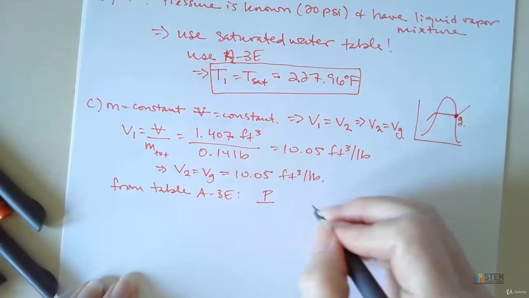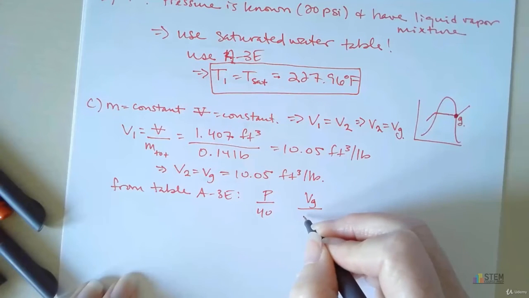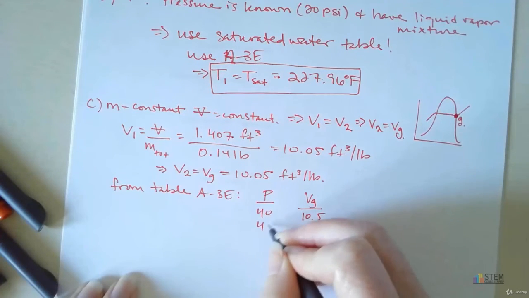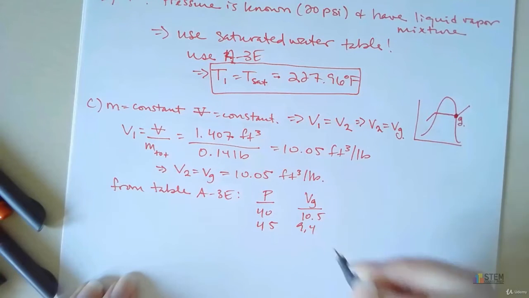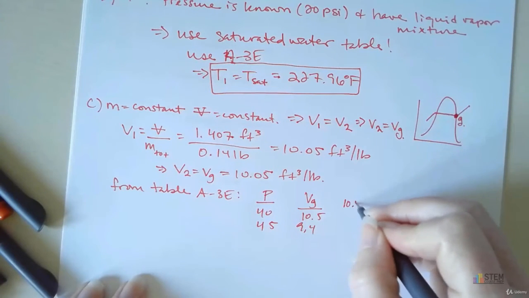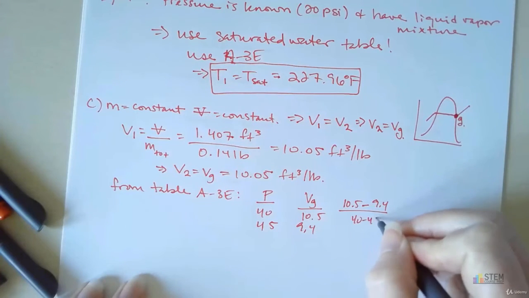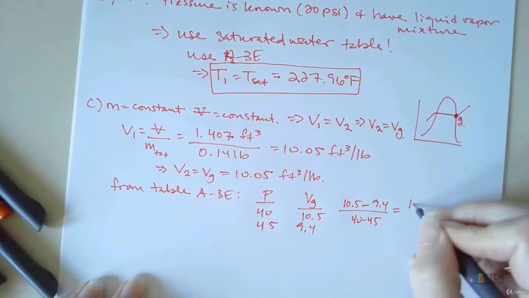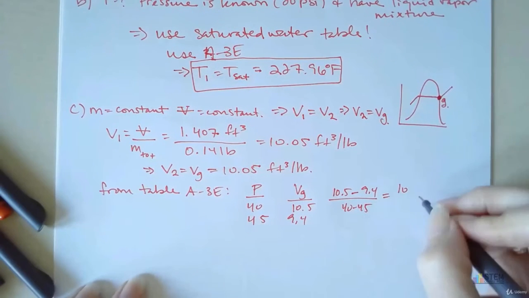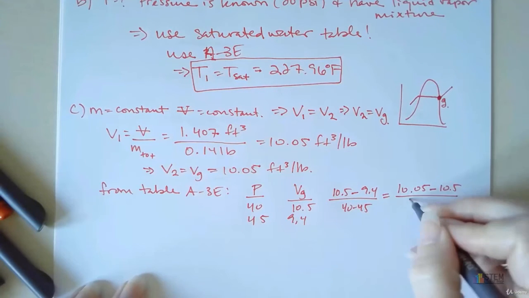So we got pressure, and then we've got VG. At 40, our VG number was 10.5. At 45, we had 9.4. Now you just interpolate. So we'll have 10.5 minus 9.4 over 40 minus 45. That's going to equal 10.05 minus 10.5 over X.